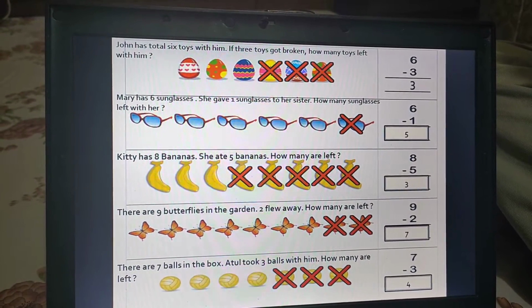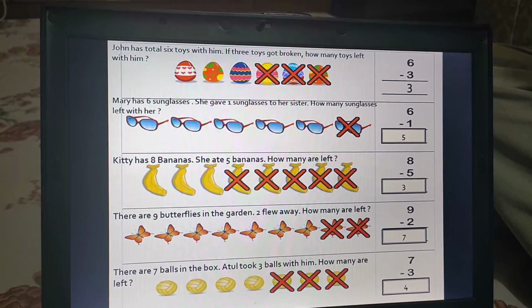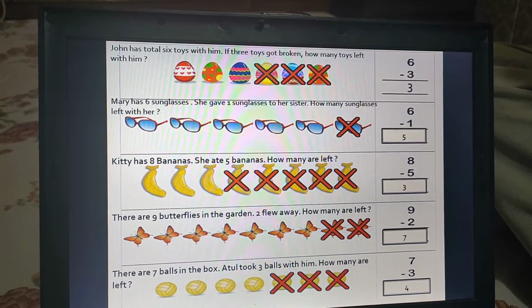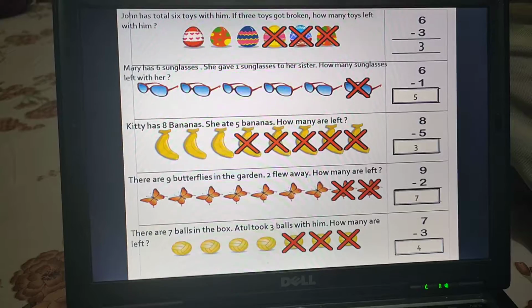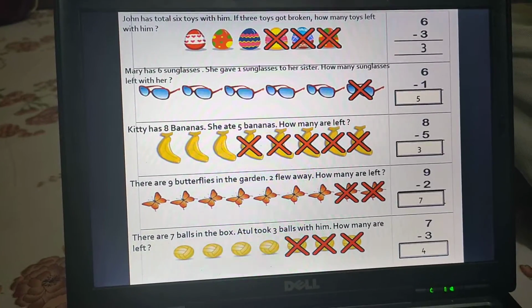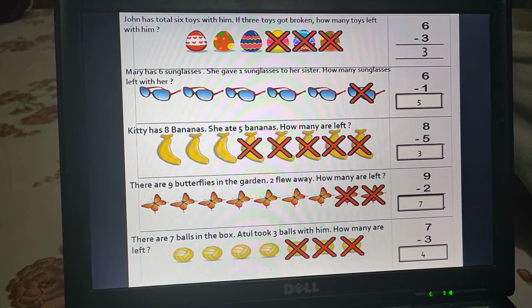Let's see another example. Mary has 6 sunglasses. She gave 1 sunglasses to her sister. How many sunglasses are left with her? Again, what we will do? We will deduct 1 from 6. So how many sunglasses are left? 5.